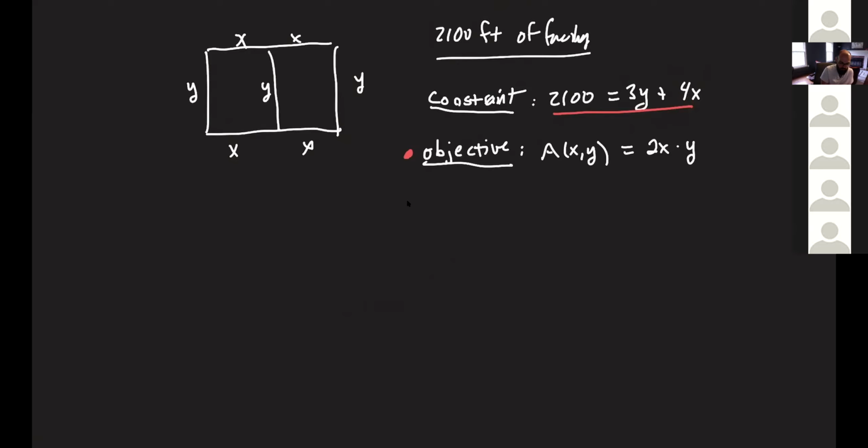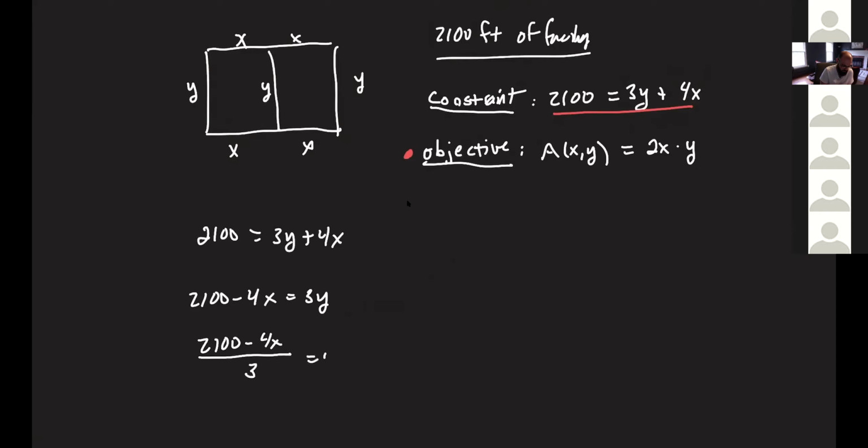So I'm going to solve this for y, right? So I get 2100 is equal to 3y plus 4x. So 2100 minus 4x is equal to 3y. And so I get this 2100 minus 4x all over 3 is equal to y. Okay, so this is a good start. And so if I simplify this, this becomes 700 minus 4/3 x is equal to y.